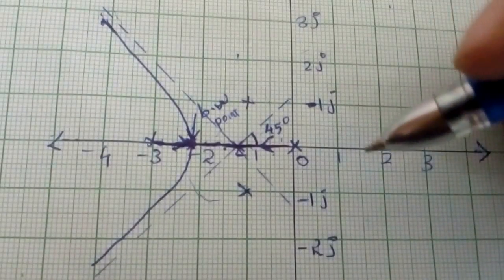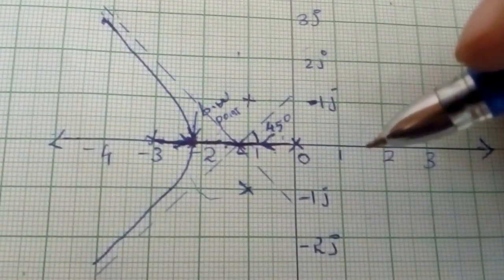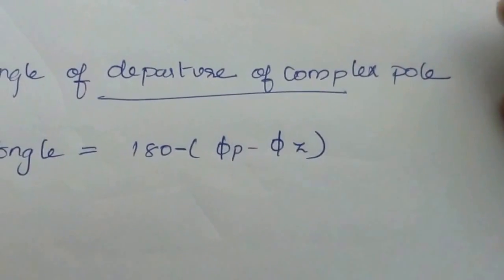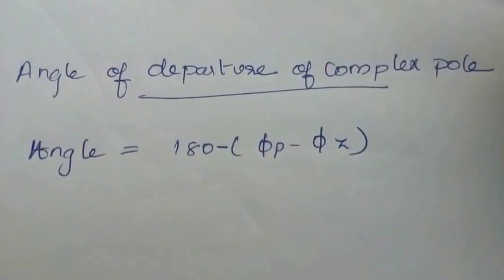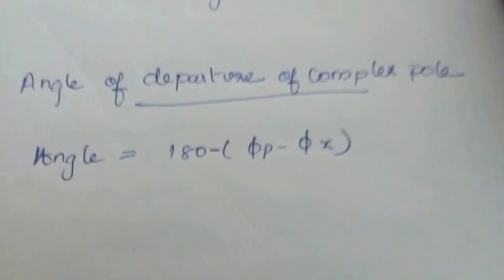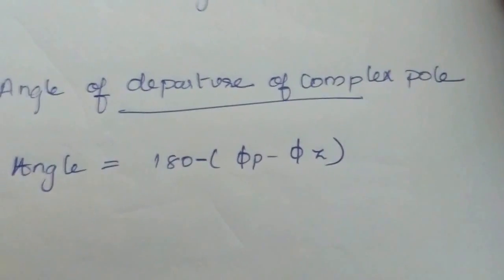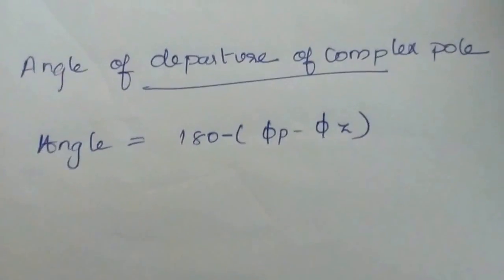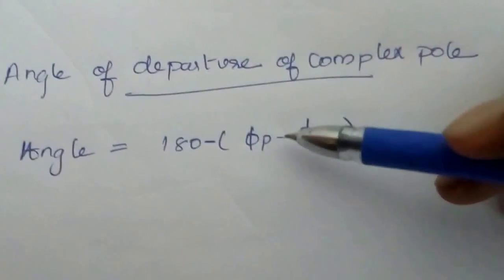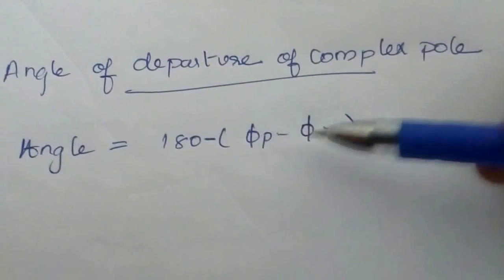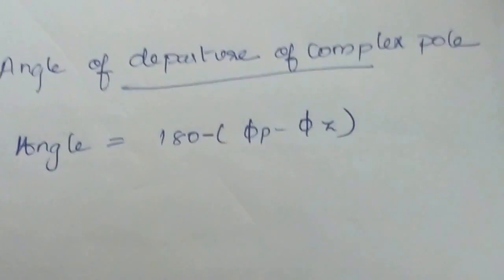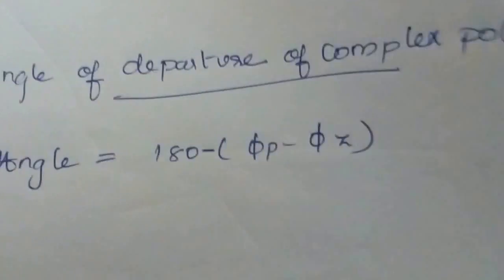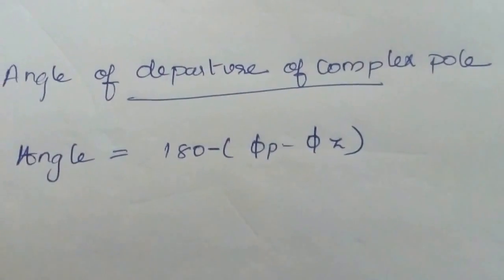For that, we need to find something called the angle of departure, and the equation to find the angle of departure of the pole is 180 minus phi p minus phi z. A new term comes in here, phi p and phi z. What are phi p and phi z? I'll explain that by looking at the graph.